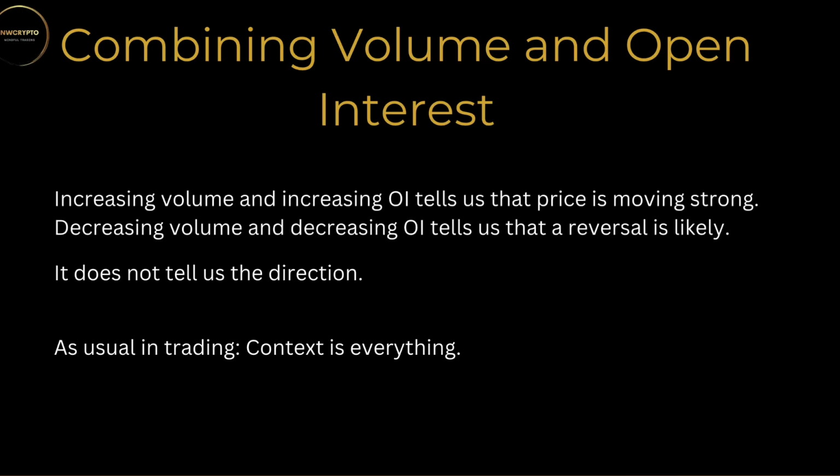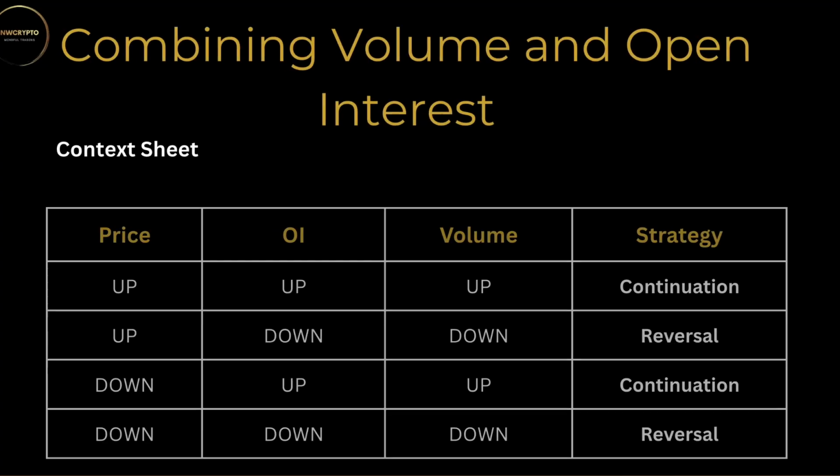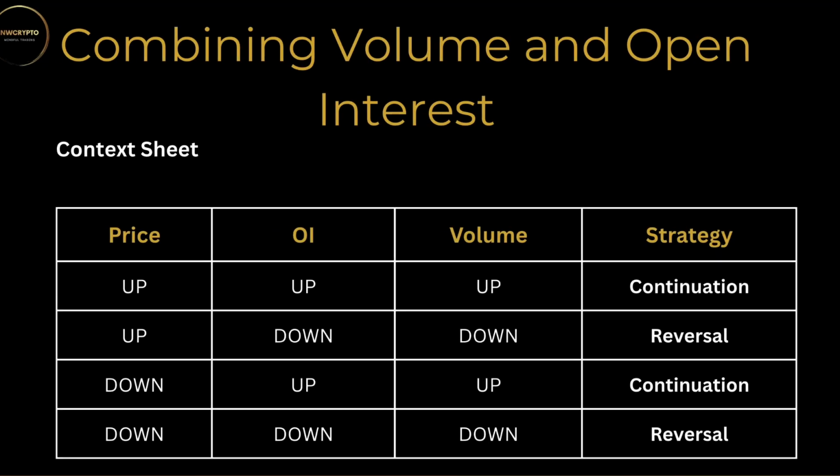So, increasing volume and increasing open interest tells us that the price is moving strongly. Decreasing volume and decreasing open interest tells us that we most probably can get a reversal. And now let's combine everything in a very simple context sheet for you to never be confused again. So we just consider two different situations. The price is going up, so we're in an uptrend, or the price is coming down, so we are in a downtrend. Let's consider the first option.